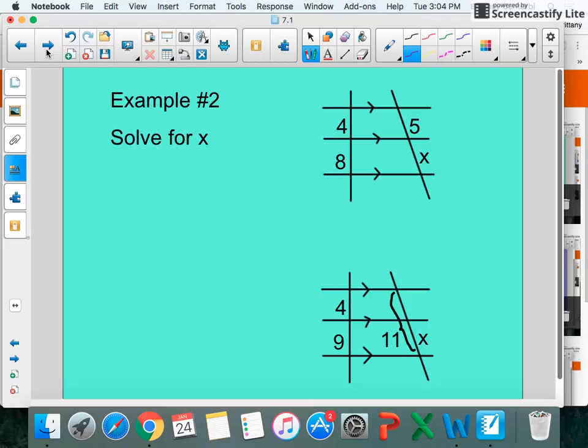And then our last example here, we're going to have our parallel lines. So I'm going to do one at a time. I'm going to do this first one. So we're going to do this side. So 4 is to 8 as 5 is to X. So then we're going to cross multiply. So I get 4X equals 40. So X will equal 10.